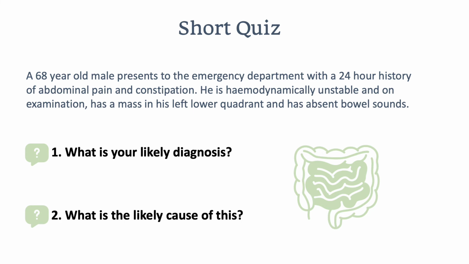The most likely diagnosis for this patient is large bowel obstruction, and this is because the patient has abdominal pain, constipation, and absent bowel sounds. Remember, constipation is an early sign in large bowel obstruction, and vomiting is a late sign in large bowel obstruction. The likely cause of this is malignancy and colon cancer, and this is because there is a mass in the left lower quadrant of the abdomen.